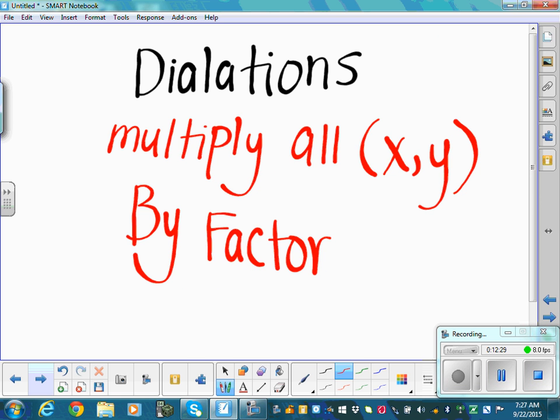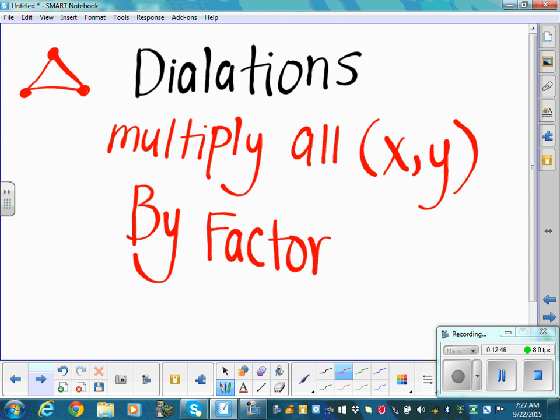Okay, so remember with dilations, guys, this is important. With dilations, you're going to take all your xy points at the vertices. So if you have a triangle, you'll take that point, and you'll multiply all of them by the factor, right?